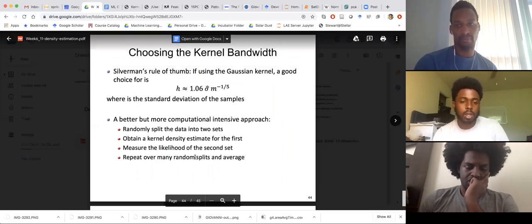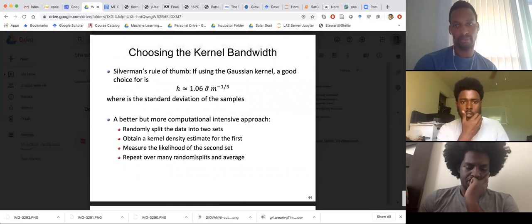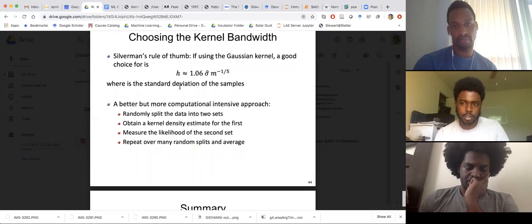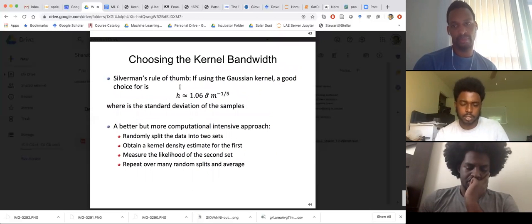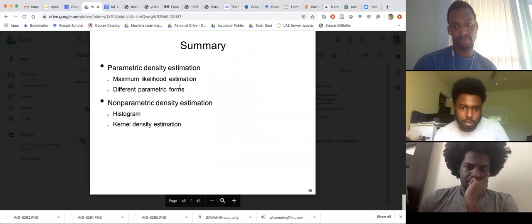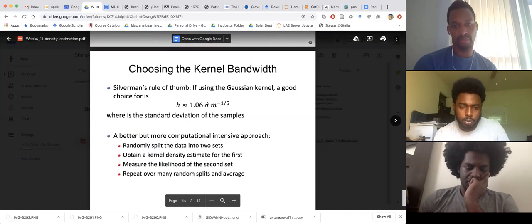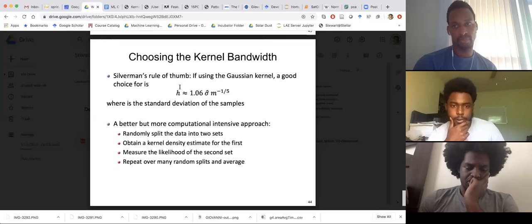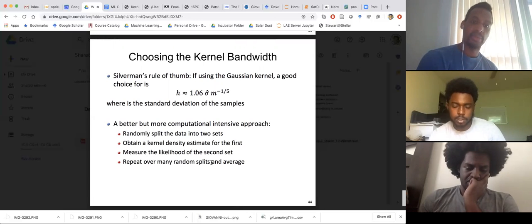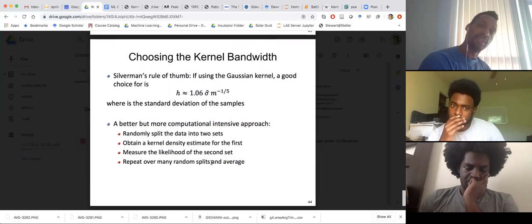Oh, I think you can use the expectation maximization function to determine a good H, right? Where you take a guess. No, maybe I'm making stuff up. But I know one of these is connected to EM somehow. Okay. Measure the likelihood of the second set. Yeah, I mean that seems like an average. That seems sort of like an expectation maximization thing.